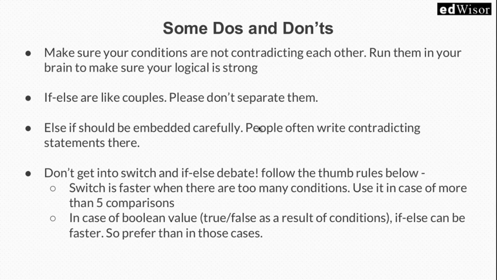Then another point is, else if should be embedded carefully. People often write contradicting statements there. This is again true: more like 80% of the contradicting statements while putting conditions in a program come in the else if part. Irrespective of however many else if you write, one else if, two else if, or n number of else if conditions, that's not a problem, but you should make sure that the conditions you have programmed in the else if statements do not contradict each other.